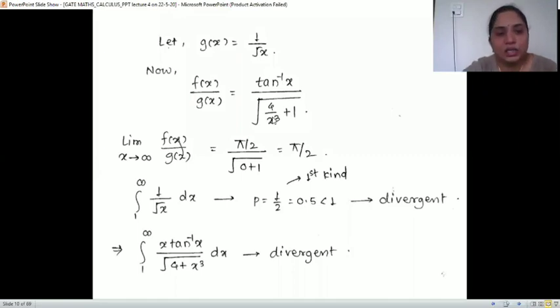Next, we have to check the limit as x tends to infinity of f of x upon g of x. Taking the limit as x tends to infinity, tan inverse infinity is pi by 2, and 4 by infinity is 0, plus 1 is 1. So it is pi by 2. The limit as x tends to infinity of f of x upon g of x is pi by 2. And what should it be?